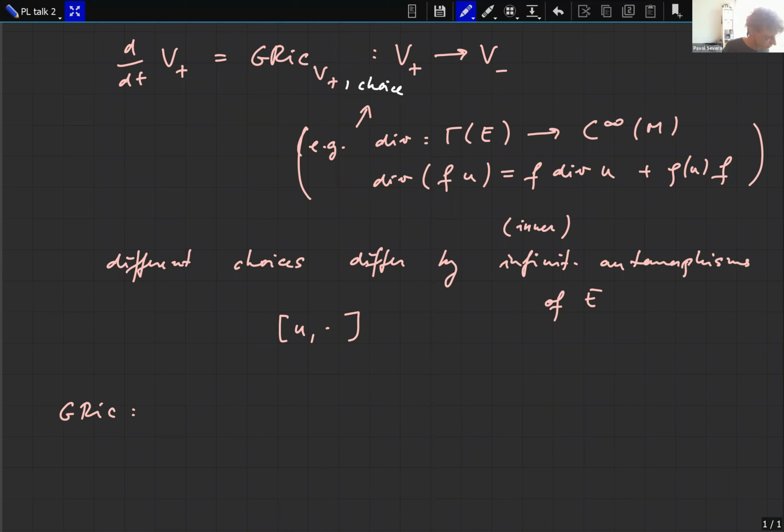Okay, so before the break, let me tell you what this generalized Ricci thingy is for in the case when M is a point, and so E is a Lie algebra, and in that case, for the divergence, I would just take 0. It's a perfectly good choice. So to say, no choice is needed in the case of M being a point. It's only when M is non-trivial that I need some choices.